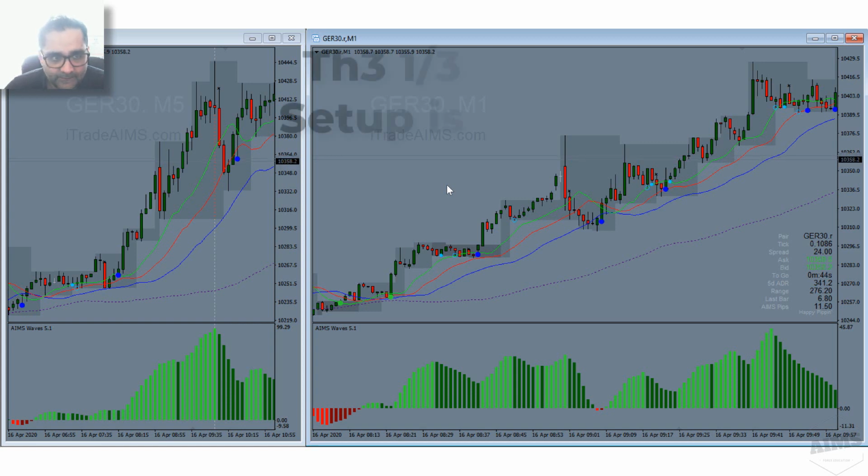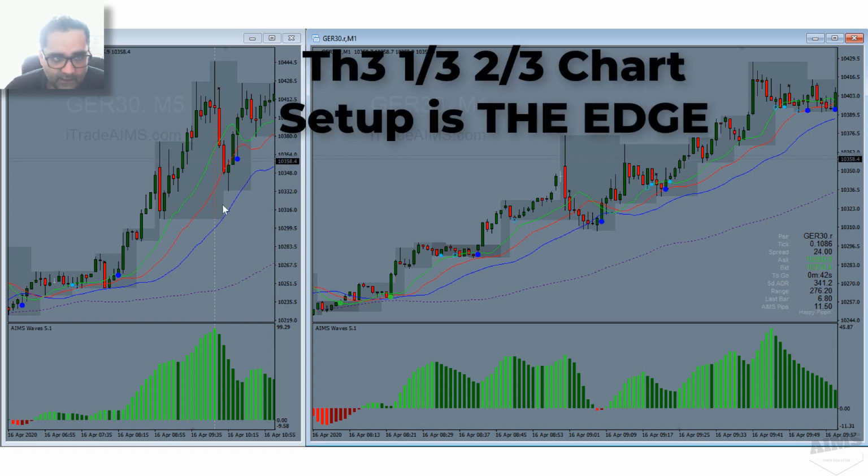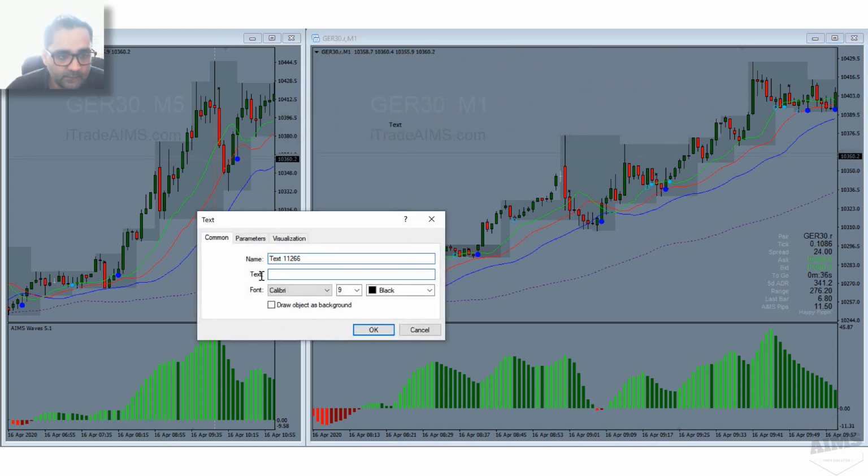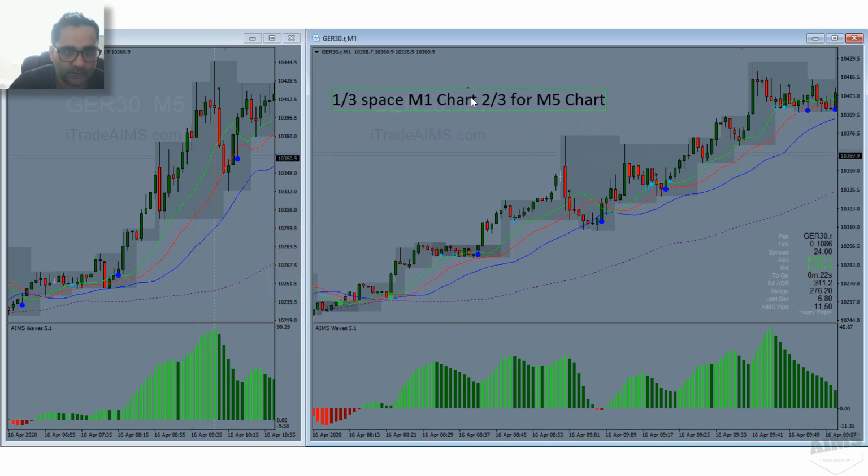is to display what we call, I will try to write it down here, 1/3 space for M1 chart, 2/3 for M5 chart. Right? 1/3, 2/3. And the interesting thing to do that, if you want to do it, put 3 charts, one M1, one M5, one random one. And then click on, oh, you can't see that. How do I do that? Hold on a second.